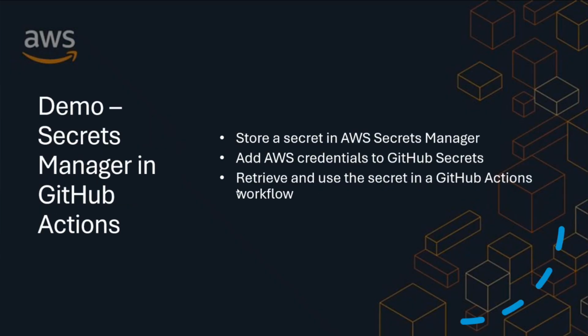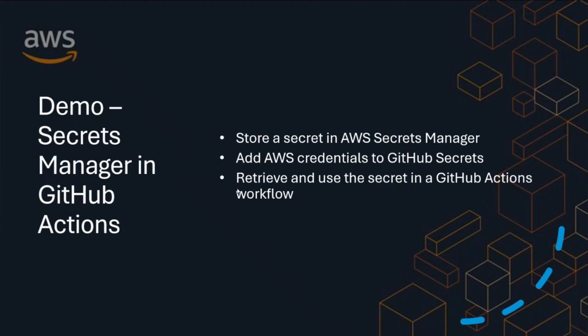Okay, so in today's demo, I will show you how to securely retrieve secrets from AWS Secrets Manager inside a GitHub Actions workflow. First, we will store a JSON secret in Secrets Manager, for example, database credentials. Then we will create an IAM user with permissions to access that secret and add its access keys to GitHub as encrypted secrets.